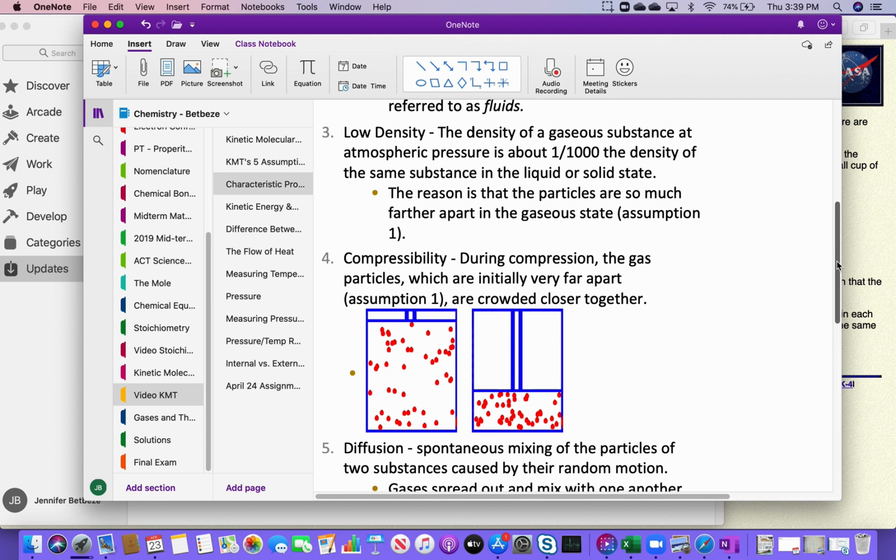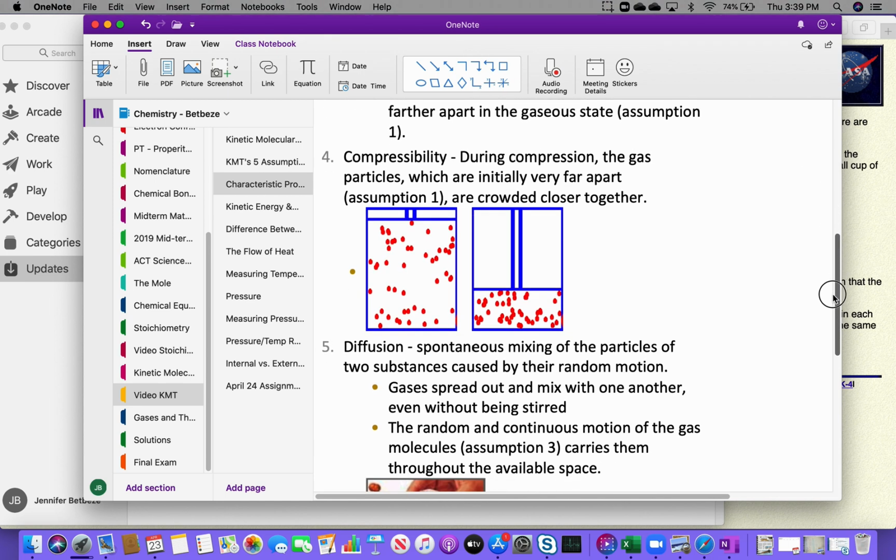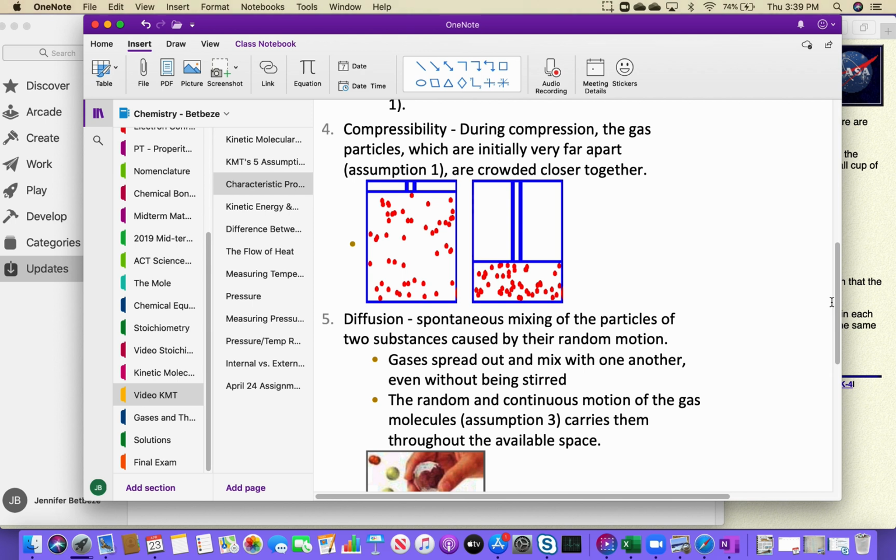Low density. The density of a gaseous substance at atmospheric pressure is about 1/1000th the density of the same substance in the liquid or solid state. Remember, density is mass over volume, and because so much of that volume is empty space, that's why we get such low density for our gases. They're very compressible. During compression, the gas particles, which are initially very far apart, are crowded closer together.